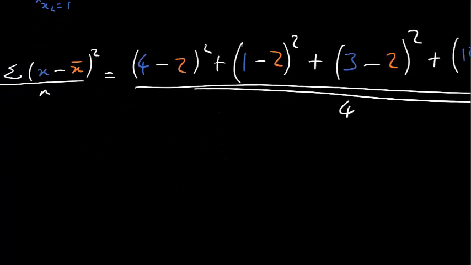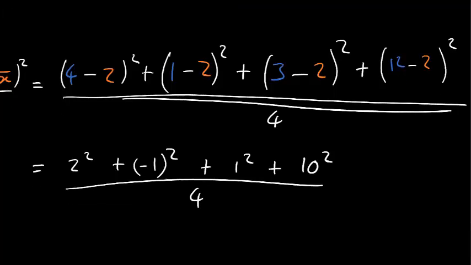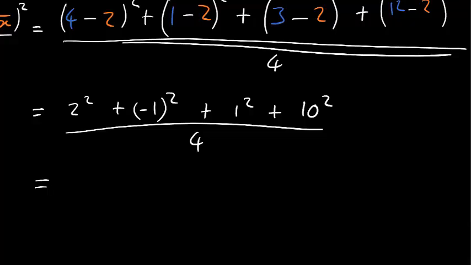So let's just try and calculate this, shall we? So I've got 4 minus 2, which is 2. So I've got 2 squared, plus 1 minus 2, which is minus 1 squared, plus 3 minus 2, which is 1 squared, plus 12 minus 2, which is 10 squared. Then I'm dividing through by 4. So I've got 2 squared, which is 4, plus 1 squared, which is 1, plus 1 squared, which is 1, plus 10 squared, which is 100.